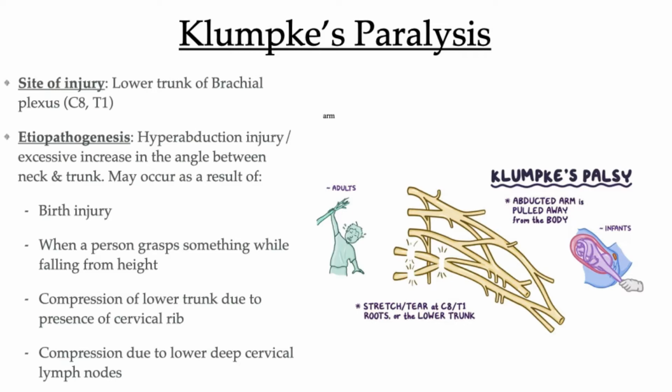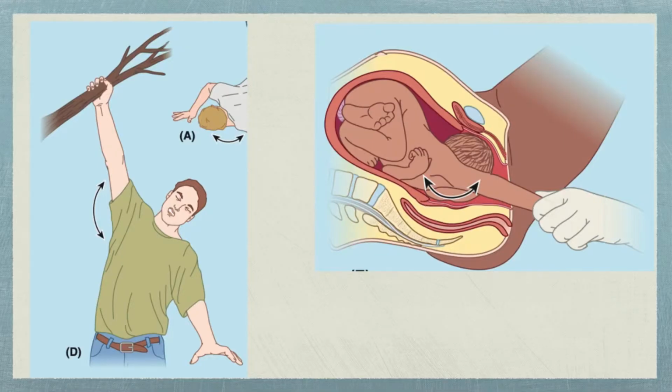Klumpke's paralysis occurs whenever a condition resulting in hyperabduction at the shoulder joint occurs. As a result, stretching of the lower trunk of the brachial plexus, and even tearing of the nerve fibers present in the lower plexus, may occur. Now let us see when this can occur.